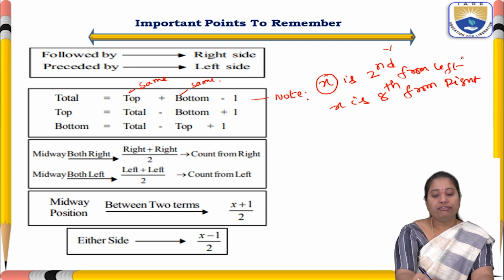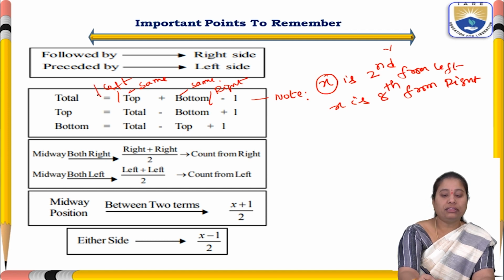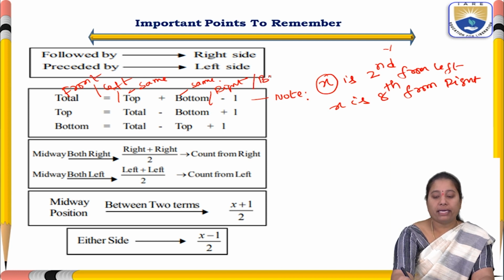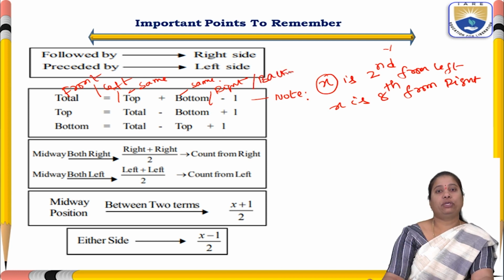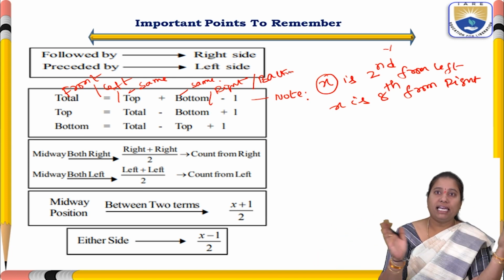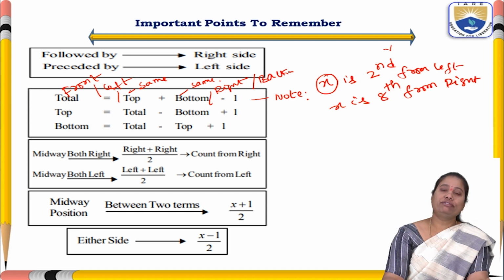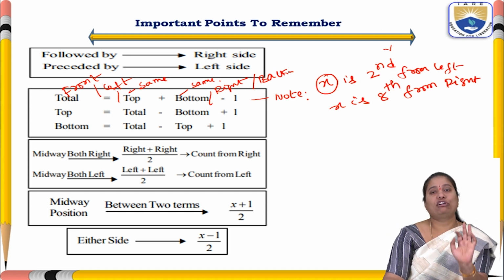So see here we can replace this top with left, bottom with right, and we can replace this left with front and right with back. Whatever the terminology they may use, all are the same. That is front, back, left, right, top and bottom. Whatever the kind of the sequence it is, the formulas are all the same.